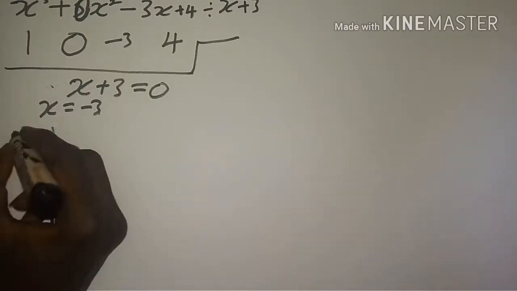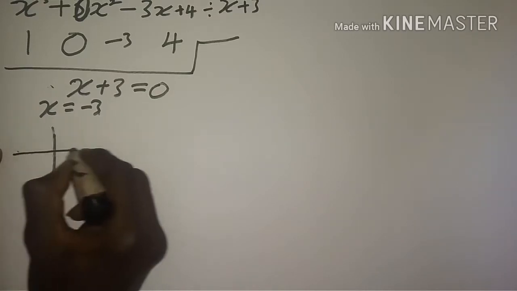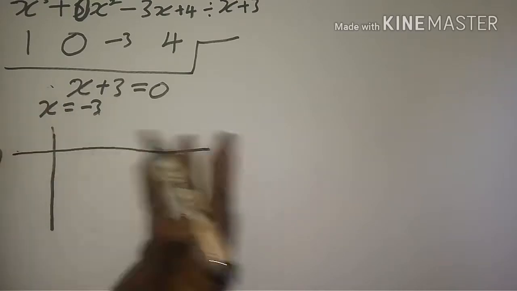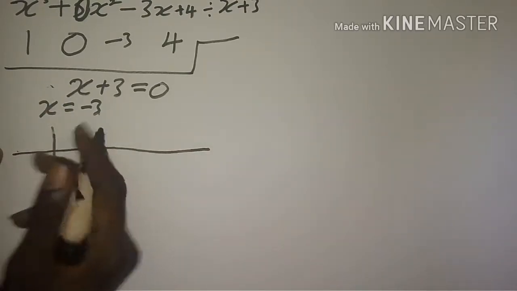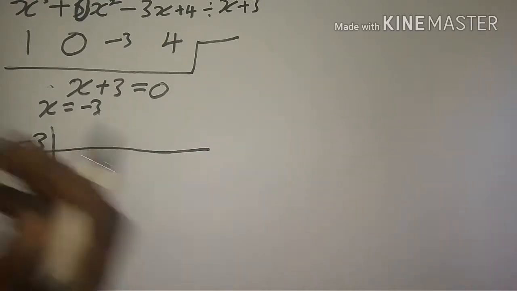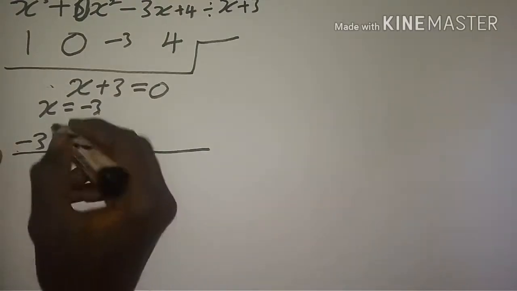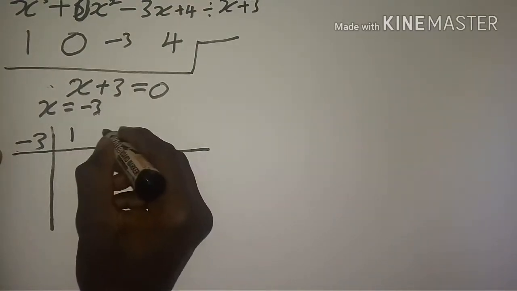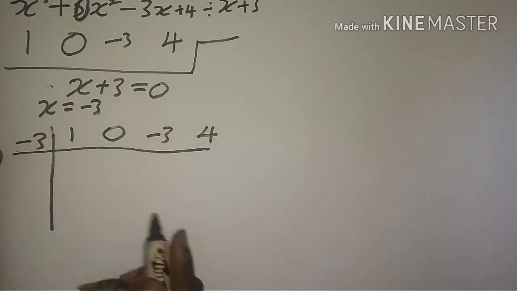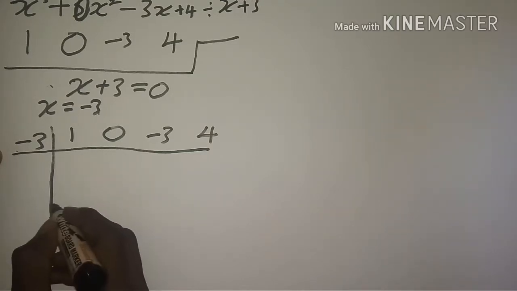So when you draw the first line, then you put what your x equals. Well, let me draw another line too. Sorry, my line is not as straight. What your x equals, you put it here, -3. Then you write all the coefficients, give them space. This is the first coefficient, 1, 0, -3, and 4. These are your coefficients.